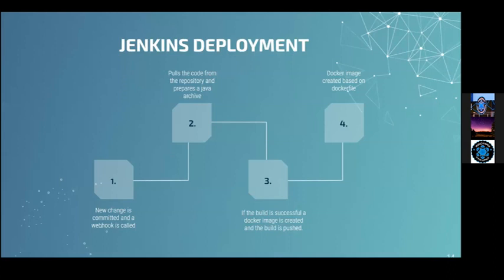The Jenkins deployment goes in four steps. First, a developer commits a new change, and this webhook is called. Then Jenkins pulls the code from the repository and prepares a Java archive. Then, if the build is successful, the Docker image is created and the build is pushed. If there is any type of error, the developers are warned via email. Finally, a Docker image is created based on the Dockerfile, and the image is pushed and deployed.